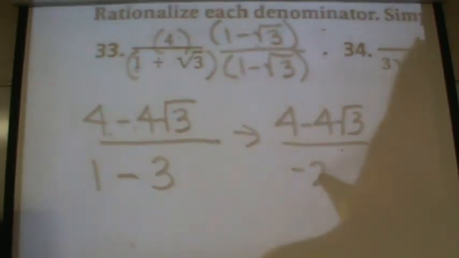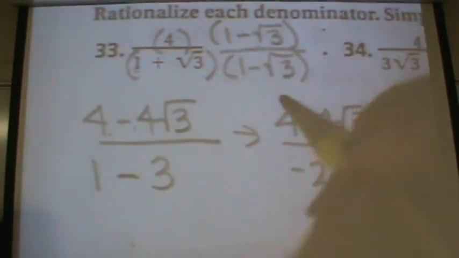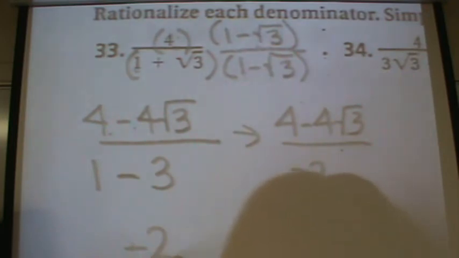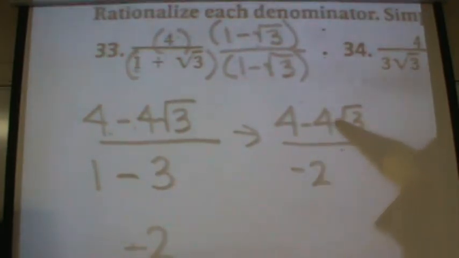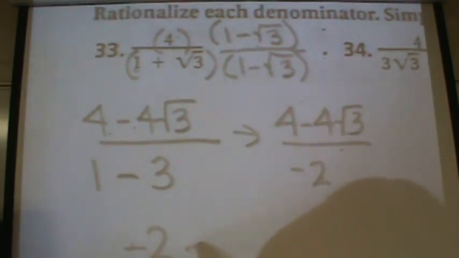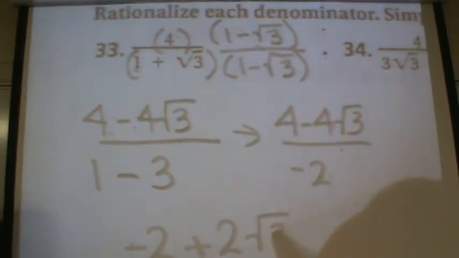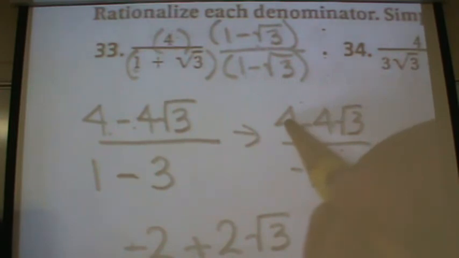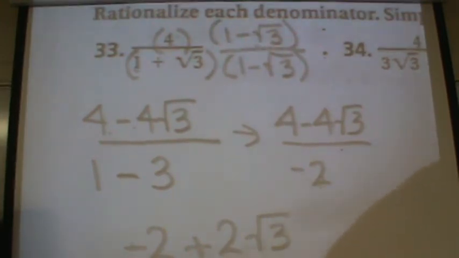Now, negative 2 goes into 4 how many times? Negative 2 times. And negative 2 goes into negative 4 positive 2 times. So if you were to break it up, you're putting this under here and this under here. To simplify it, that's your best answer.